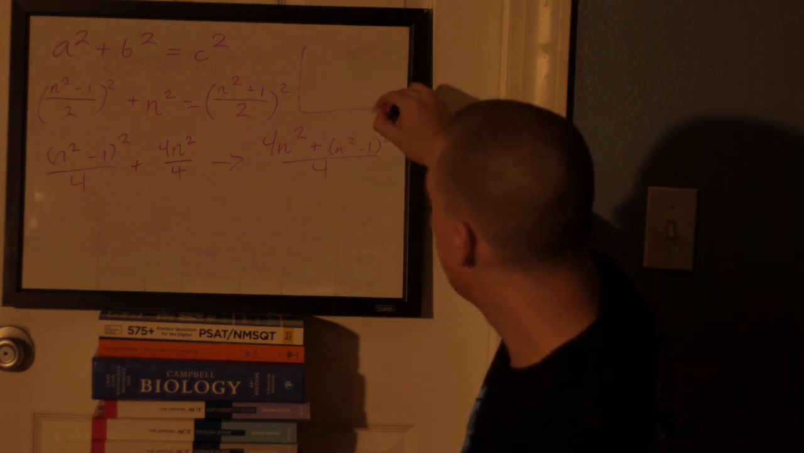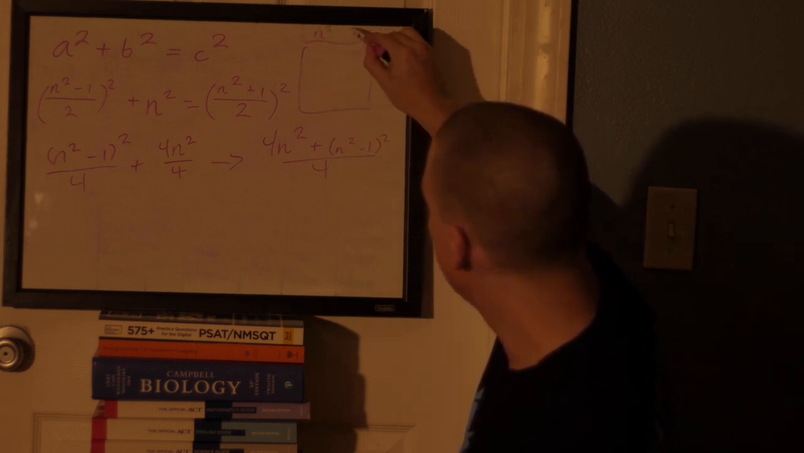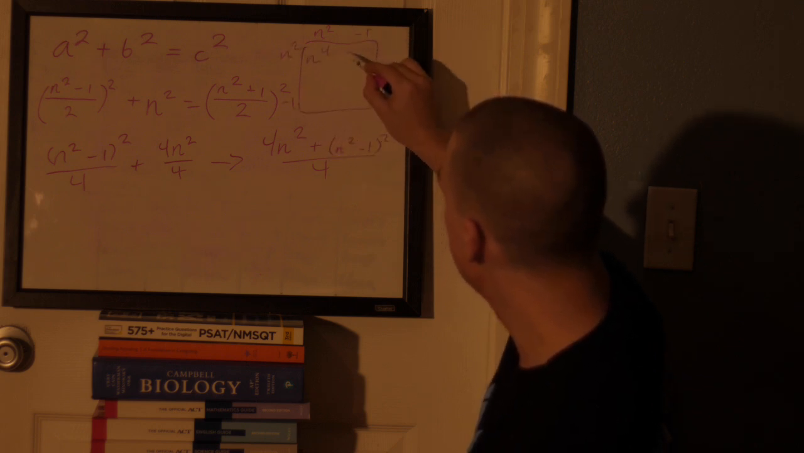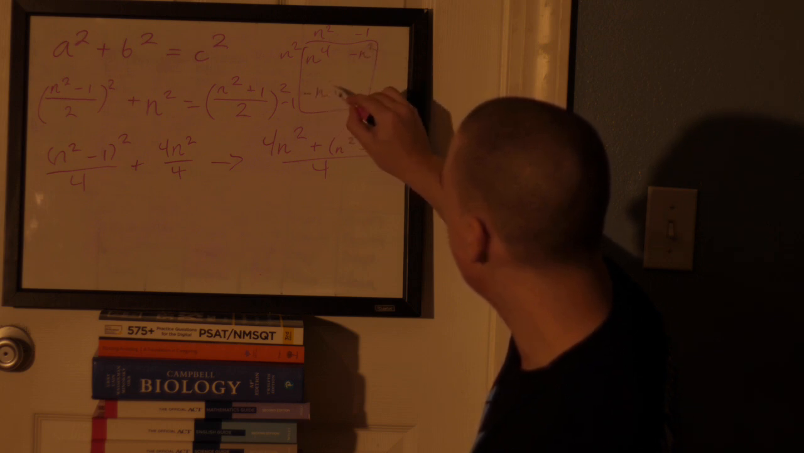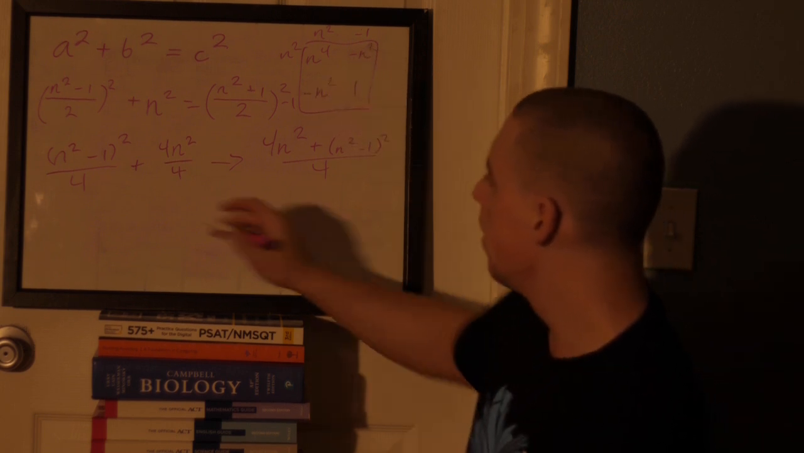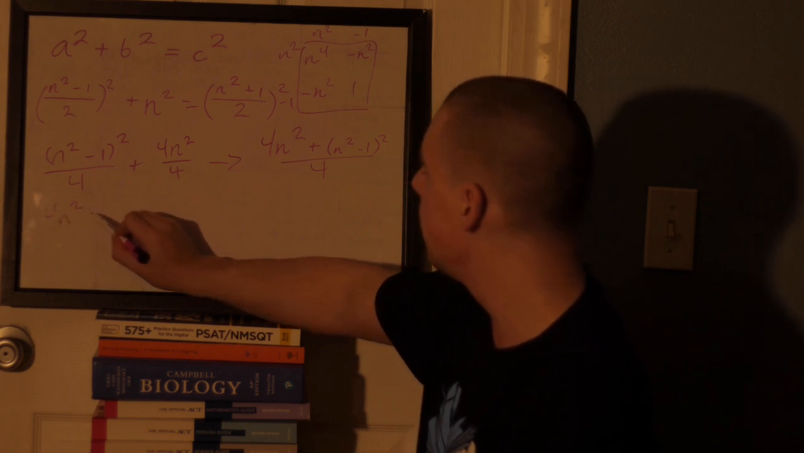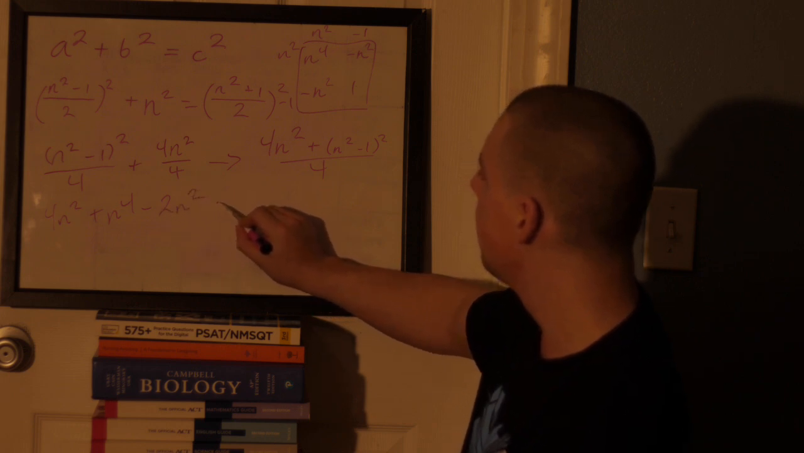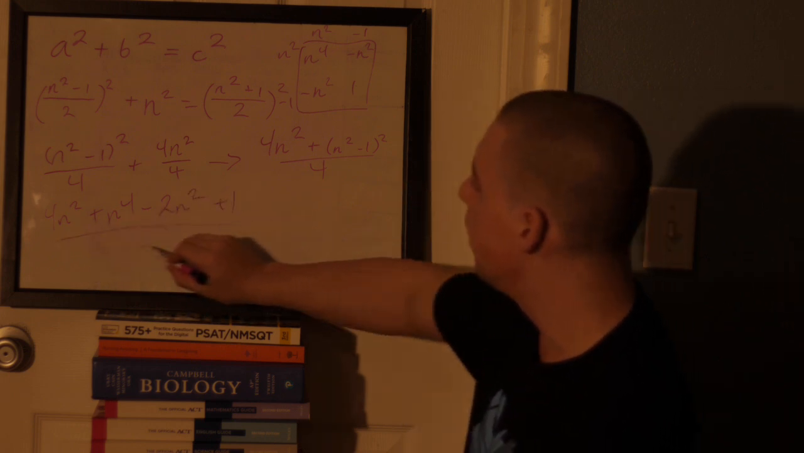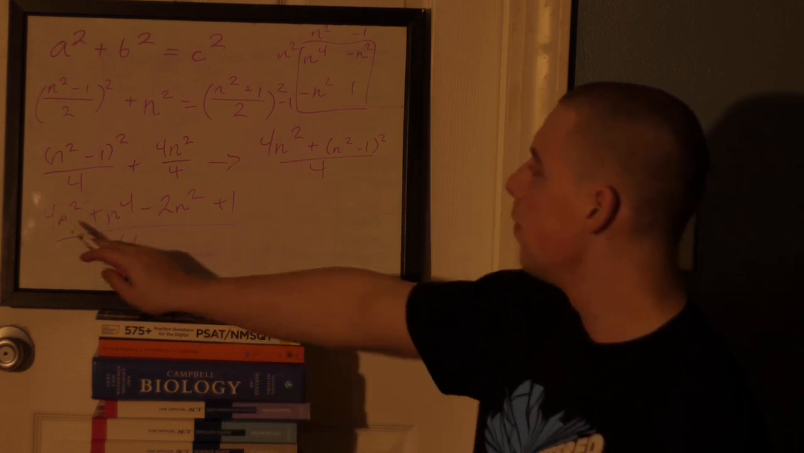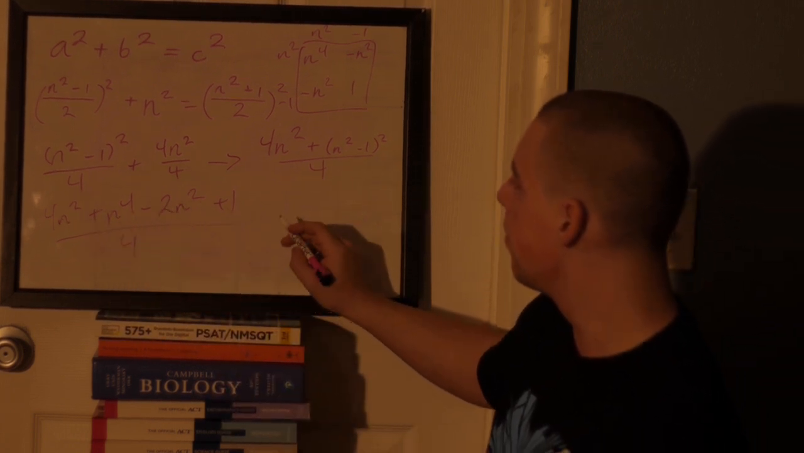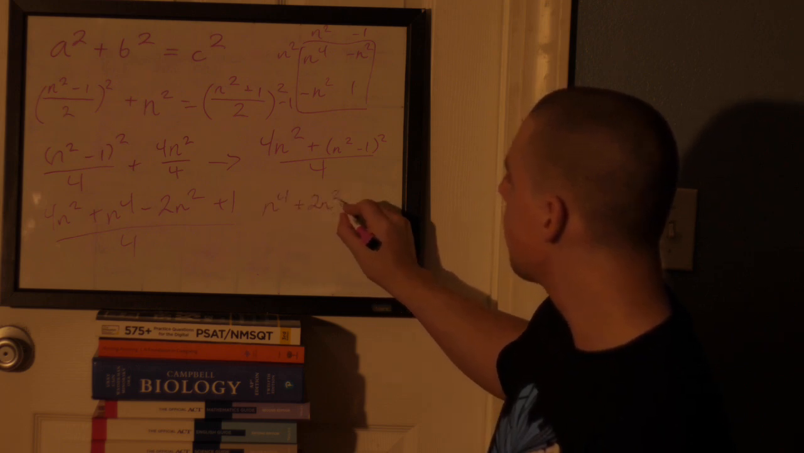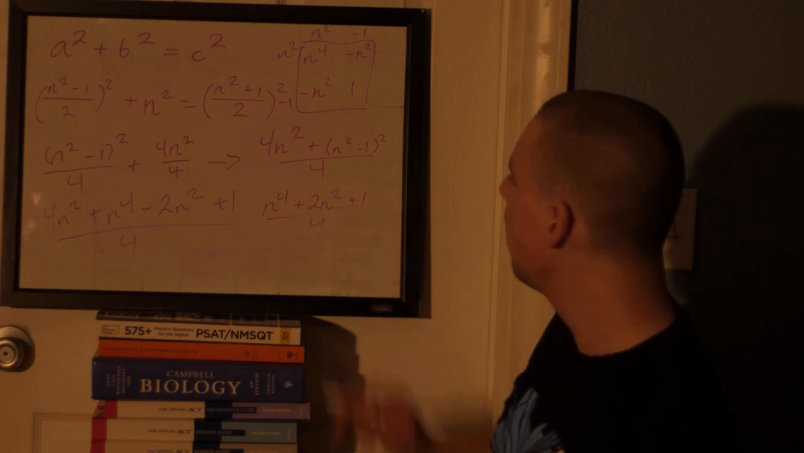If we work this out, n squared and negative 1, n squared and negative 1, and 4, negative n squared, and 1, we end up getting 4n squared plus n to the 4th minus 2n squared plus 1 all over 4. Combine like terms. We have n squared here, 4 minus 2 is positive 2, n to the 4 plus 2n squared plus 1 all over 4.